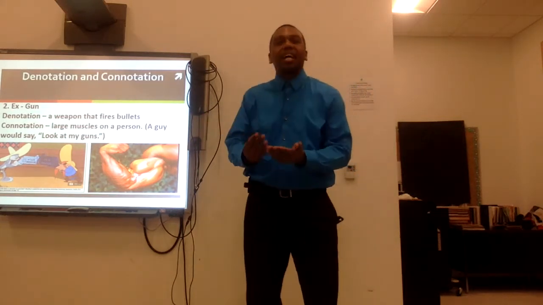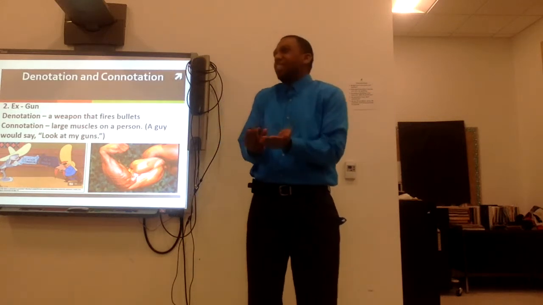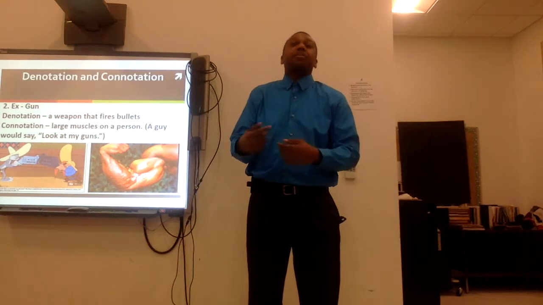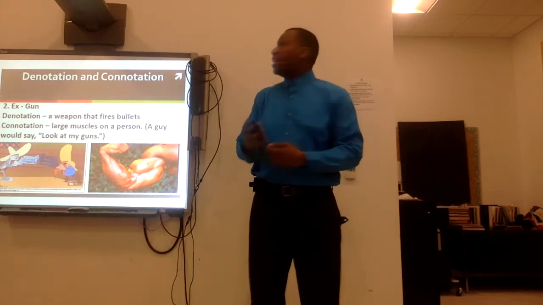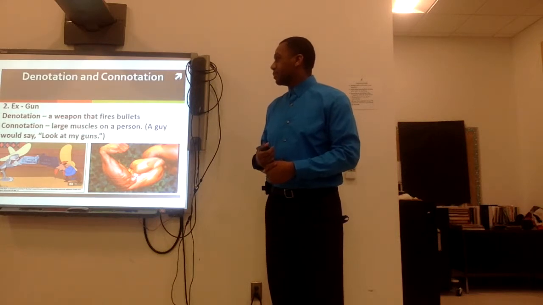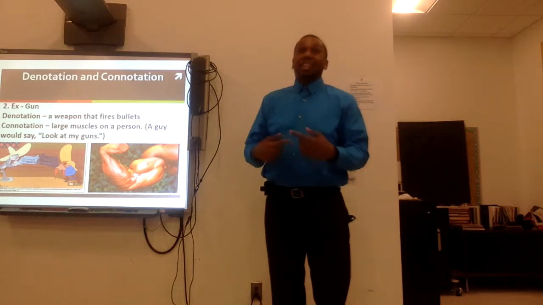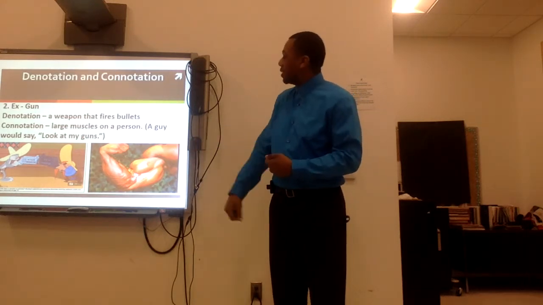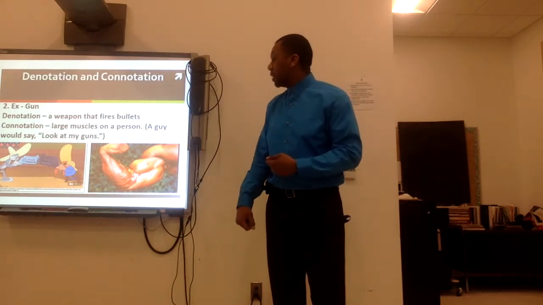Why? Because if I looked up gun in the dictionary, it would say a metal weapon used for firing bullets that can cause injury or death. Yes, Aaron? Okay, and read for me the connotation. Large muscles on a person. A guy would say, look at my gun. Okay, so the connotation of gun would be a person who is extremely muscular, which is why I have a picture of a bodybuilder's muscles.